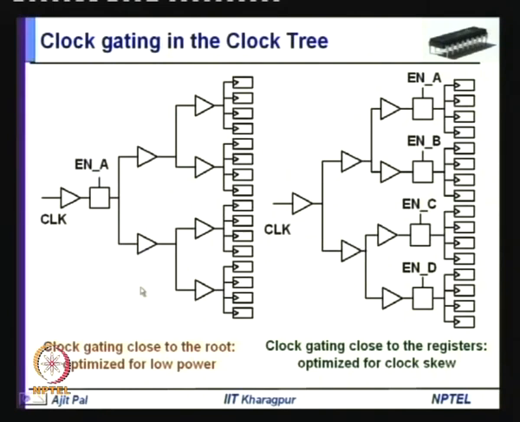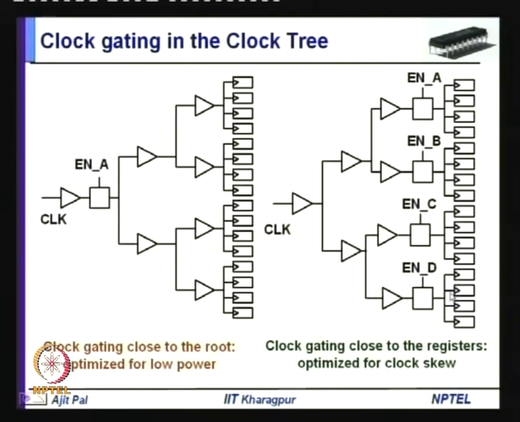However, this will lead to a clock skew problem, and to overcome the clock skew problem you can place the clock gating circuit closer to the registers. That means, just before the registers you are putting the clock gating circuit and directly driving the registers. So, they are present more or less at the leaf nodes of the clock tree, and in this case you will require more clock gating hardware. So, clock gating is close to the registers, and this is optimized for clock skew. So, the question is, will you use clock gating close to the root or clock gating close to the leaf, that means close to the registers.